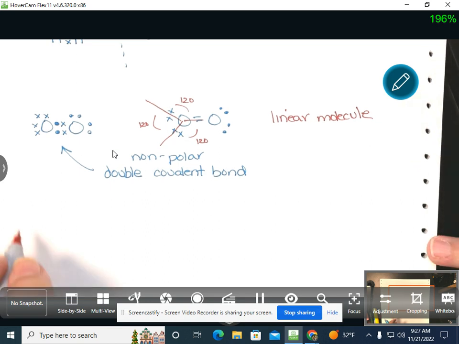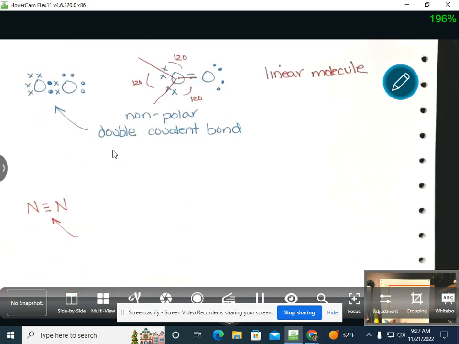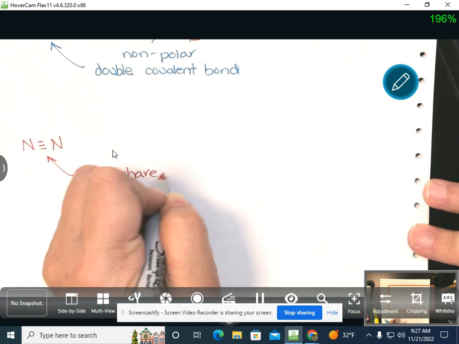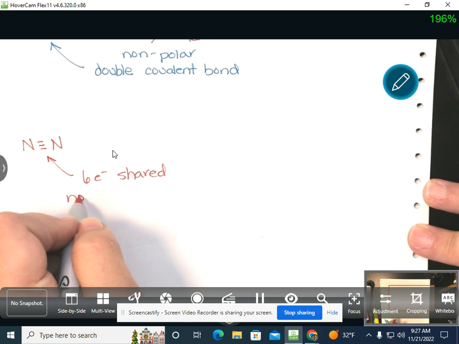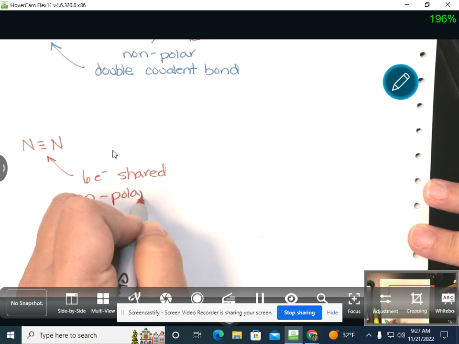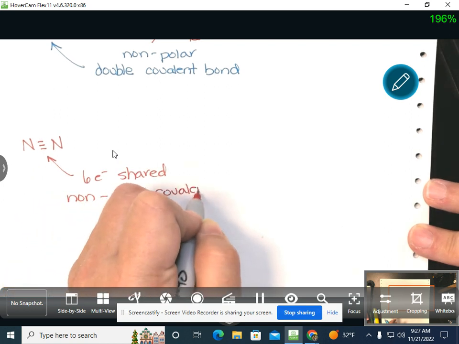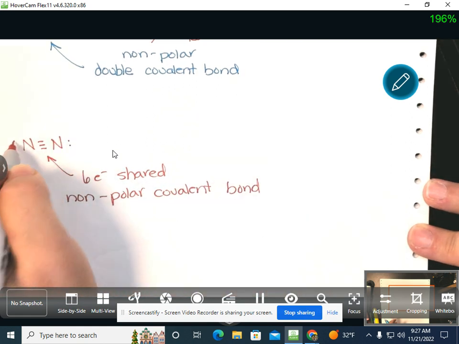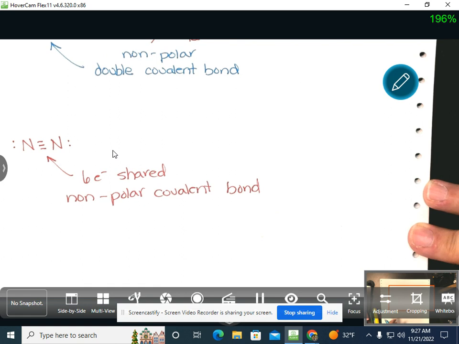Okay. What about if you had N2 with 3 lines? How many electrons are being shared? 6 electrons being shared. Okay, this is also a non-polar covalent bond. It's a non-polar molecule. Let me put the rest of the electrons on there. What else do we need to know about that? 3 pairs or 6 electrons shared.